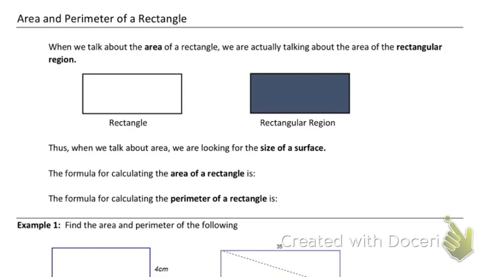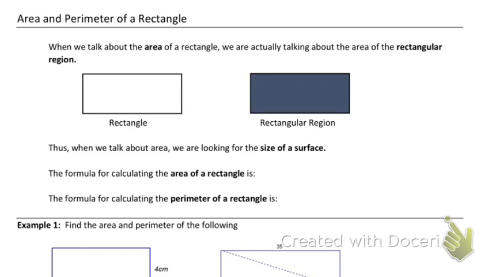All right. When we talk about area of a rectangle, we're actually talking about the area of the rectangular region. This is why when we talk about area, we're looking for the size of the entire surface. It is the size of a surface. That's why we call it surface area. So size of the surface. Who remembers the formula for the area of a rectangle?